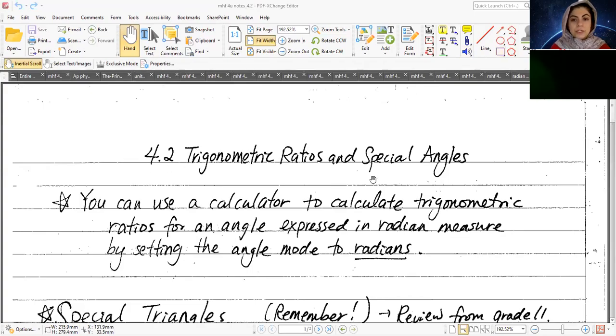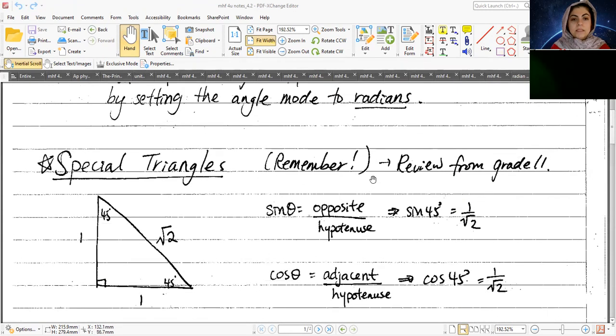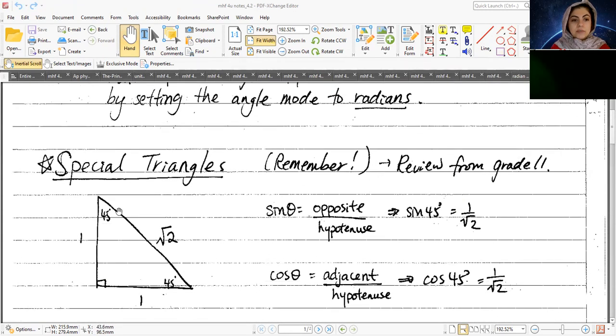4.2 trigonometric ratios and special angles. You had this one in grade 11, a special triangle, when you have a 45-degree right angle triangle. You have 45 degrees, this side is 1, the other side is 1, and the hypotenuse is square root of 2. We need to know that sine is opposite over hypotenuse. Cosine is adjacent over hypotenuse.